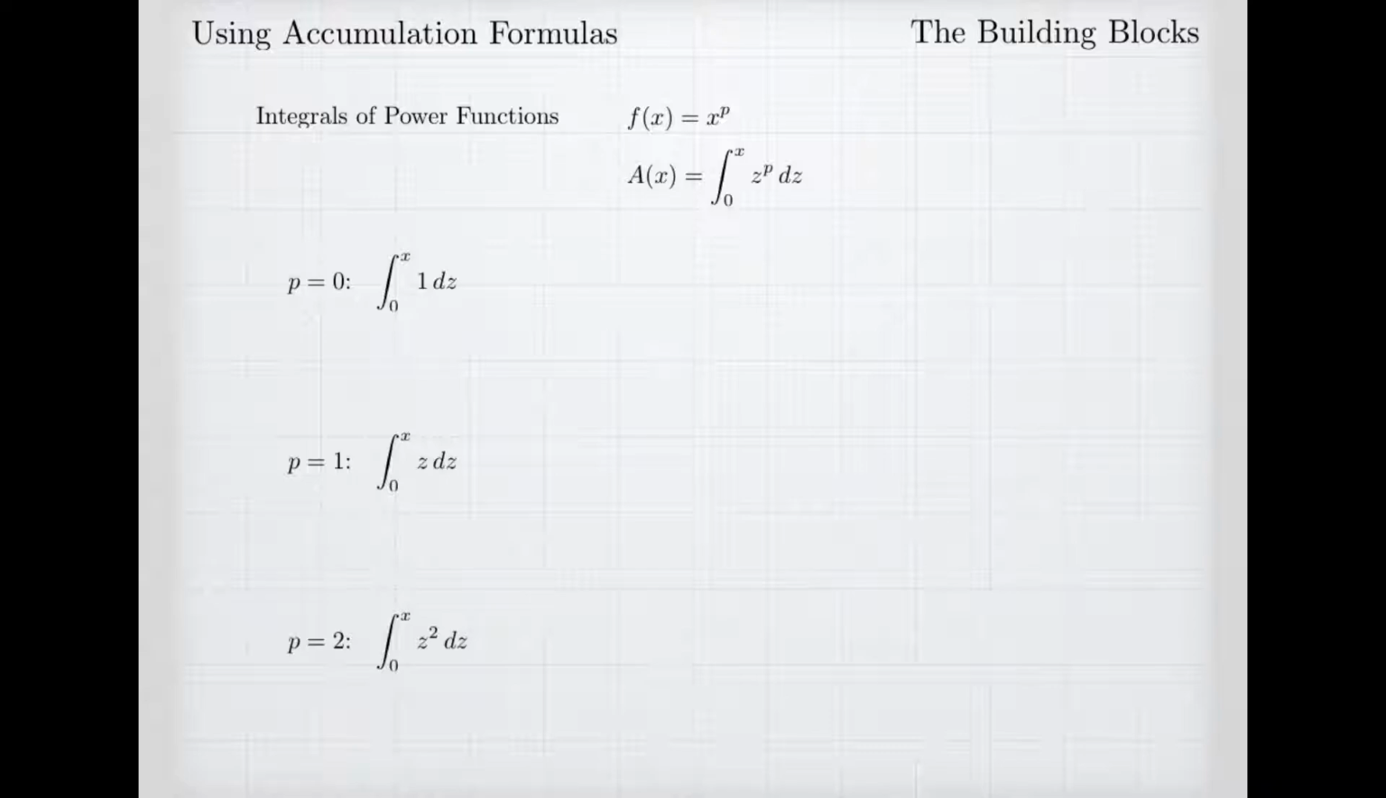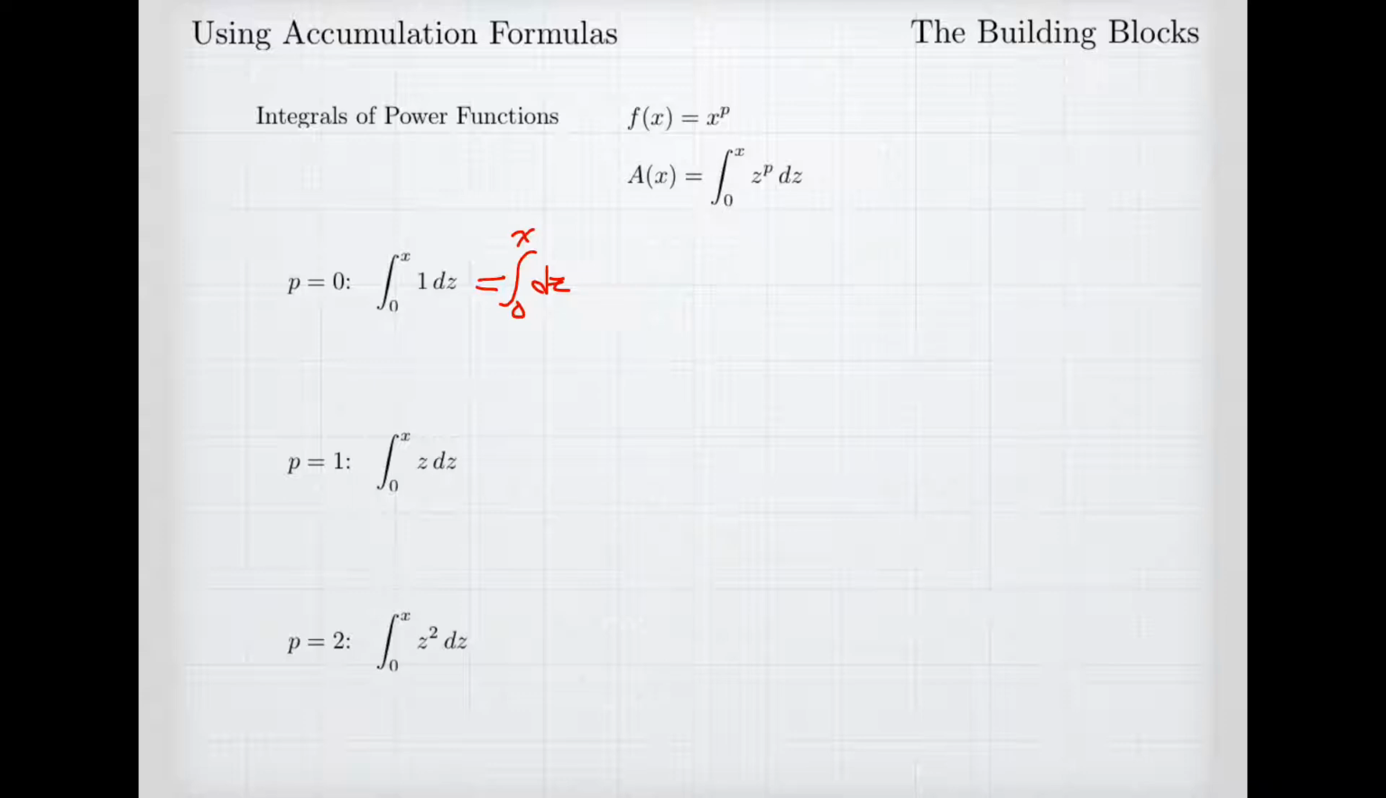For our first power that we're going to consider is the power 0, and so x to the 0 is 1, and so our integral is the integral of 1 dz, and that's often written as just the integral dz, so we're calculating the same thing as if we did an integral of just dz.